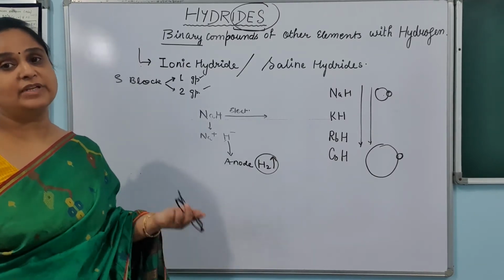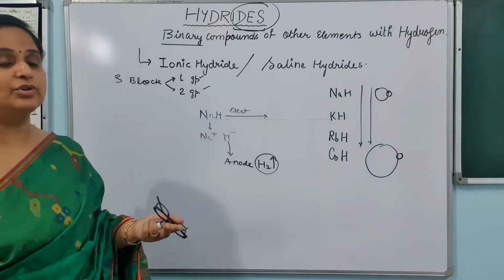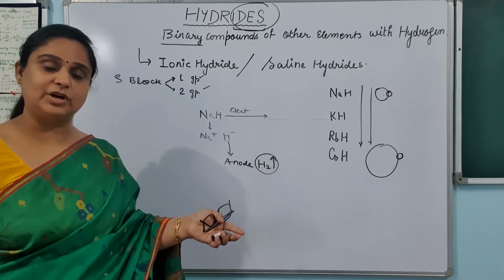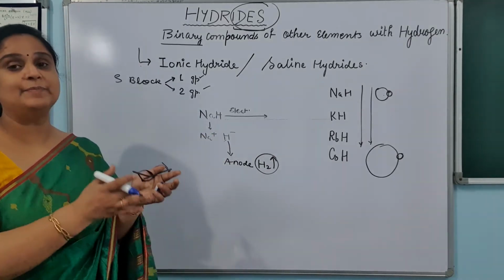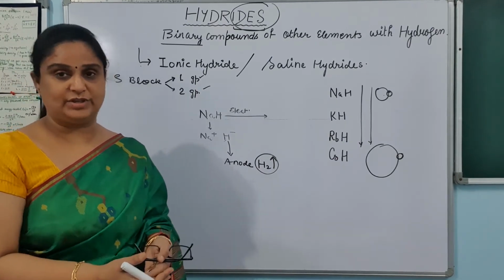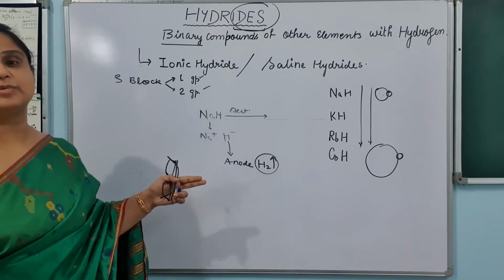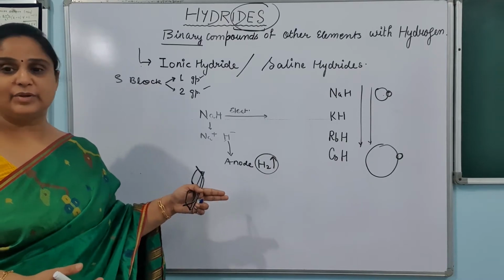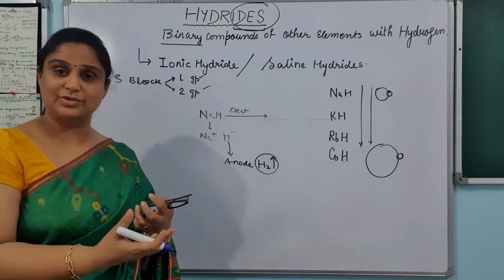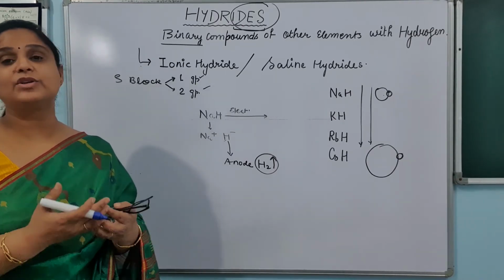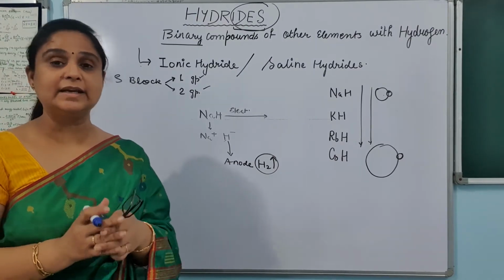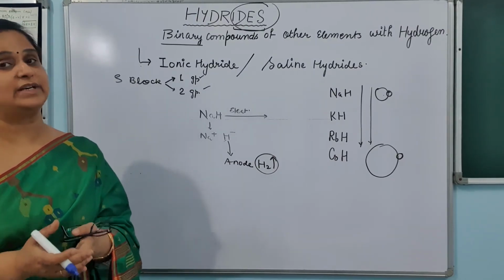If you heat them, what will happen? The stability, as I have told you, decreases up to down, so on heating they will break down. The hydrides of the lower elements will break easily, while the hydrides of the upper elements will not break as easily. So the stability of their hydrides decreases up to down. And since on heating, on decomposing, they give hydrogen, they are used as a solid fuel. We can use them as a solid fuel because they provide us hydrogen when it is needed.